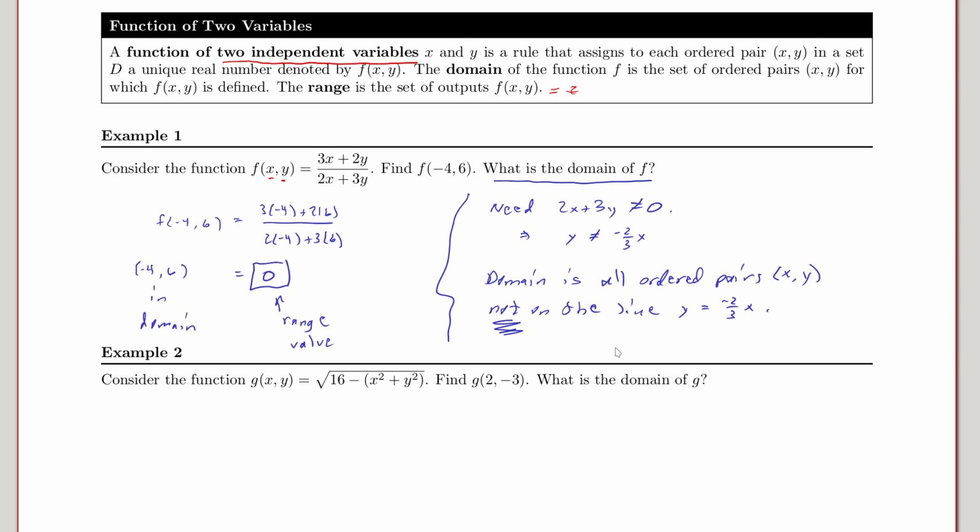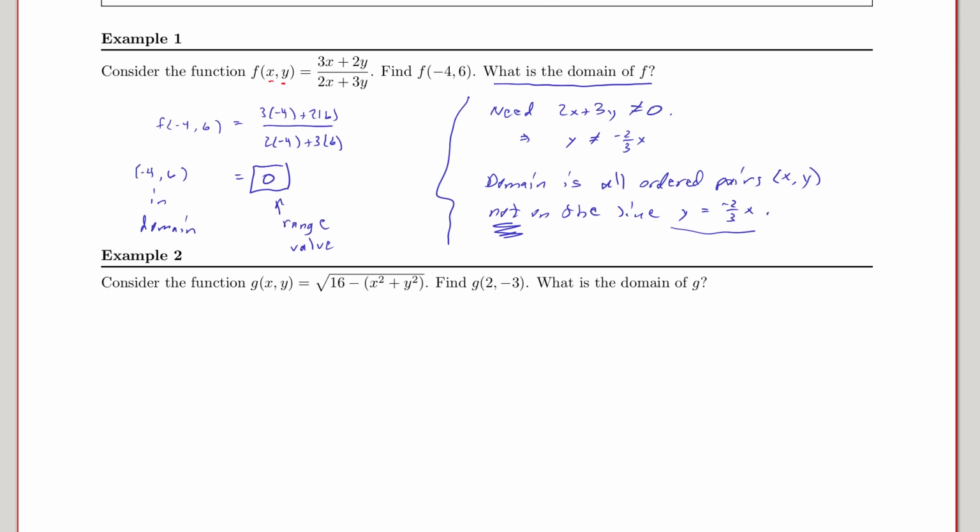So think of your domain as the entire xy plane. Usually in 2 dimensions, you think of your domain as the x-axis, and then you leave off what you're not allowed to plug in. Here, our domain is going to be the entire xy plane with a dotted line right here. Those are values where you won't see any points projected up or down. Okay, hopefully that makes a little bit of sense.